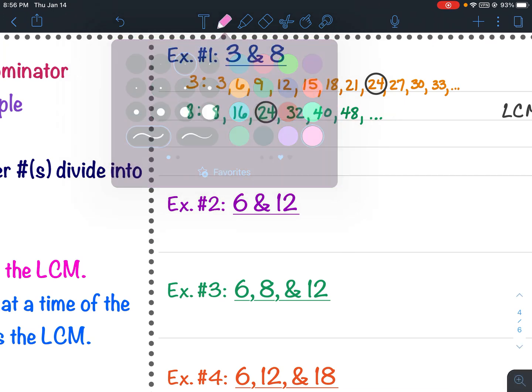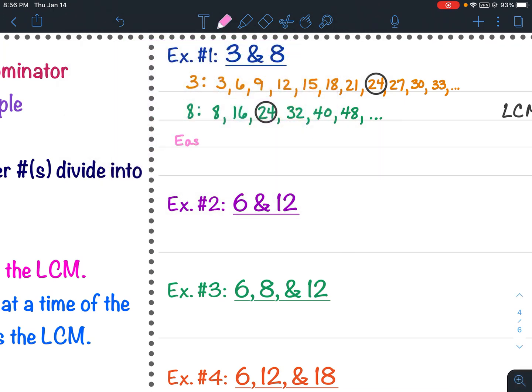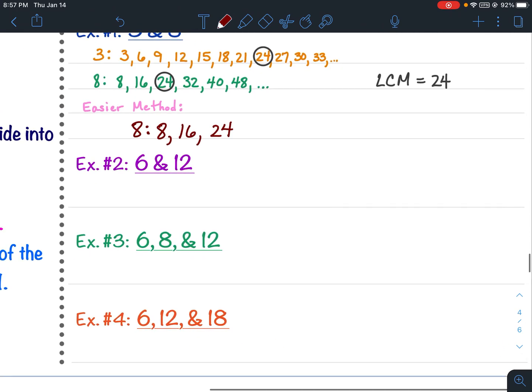So, let's put this down. Easier method. And start listing the multiples of 8. Okay? And then you ask yourself, does 3 divide into 8? No, it doesn't. So go to the next multiple. Does 3 divide into 16? No, it doesn't. So go to the next multiple. Does 3 divide into 24? Yes, it does. So right there, all I had to do was list 3 multiples, and I was done. So it's much quicker and much easier to do it this way.